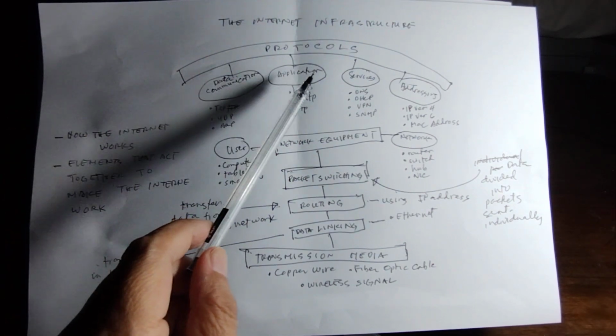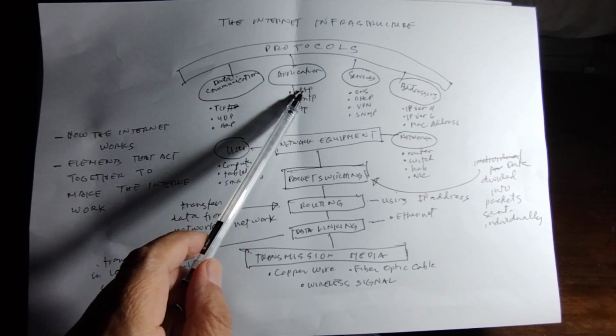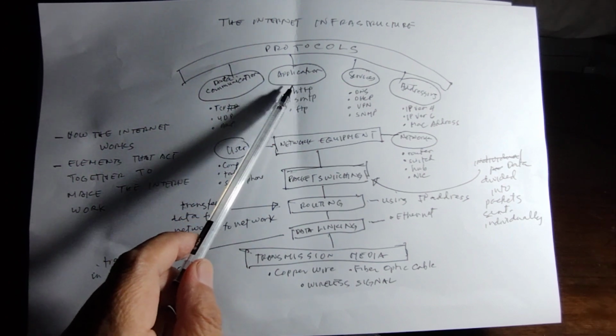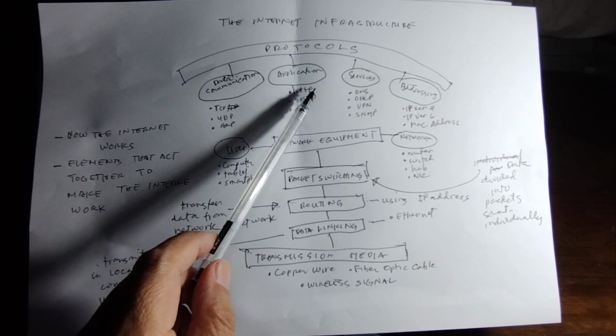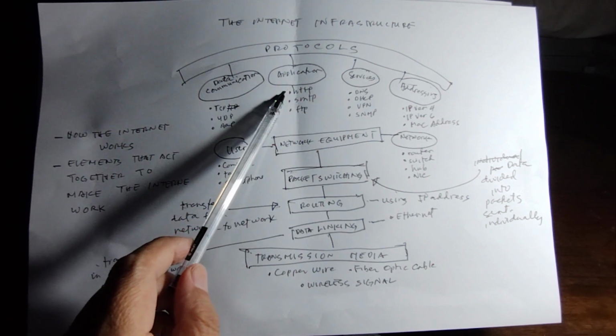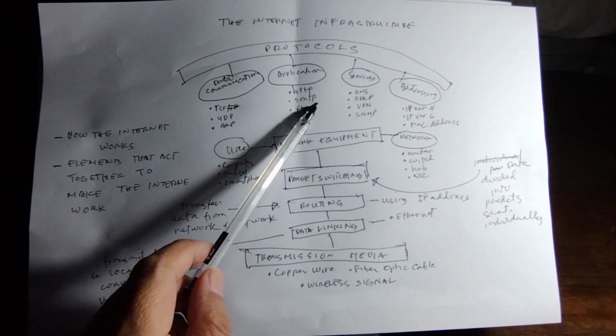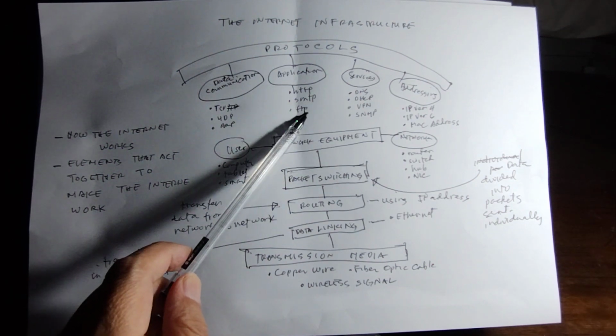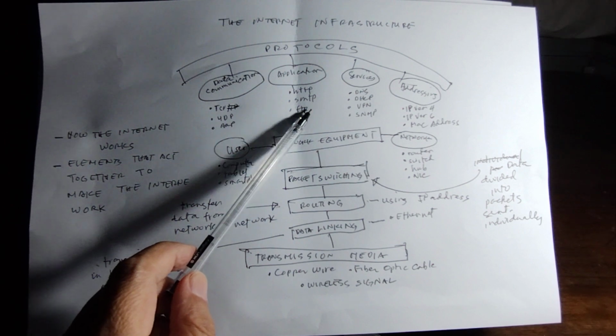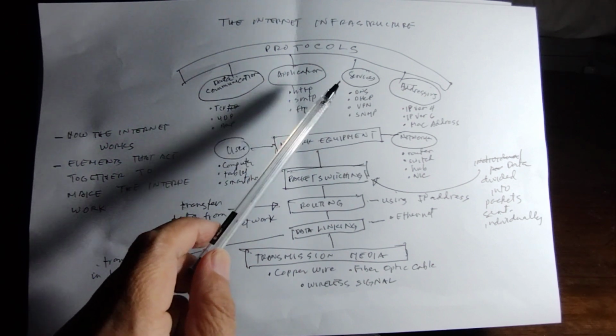And we have application protocols like HTTP. This is the web server protocol. And there is a secure version of this, which is HTTPS. Simple Mail Transport Protocol is for email, and File Transfer Protocol is for sending and receiving files.